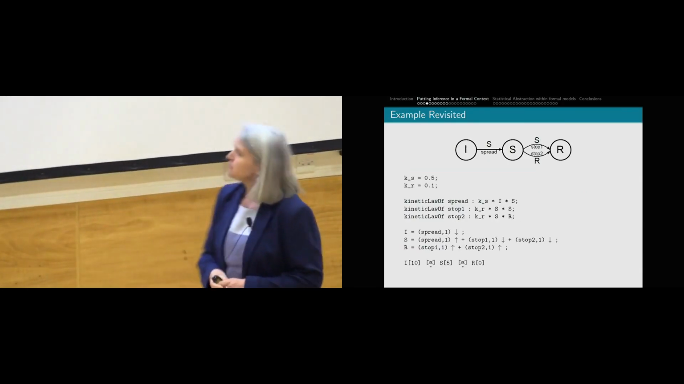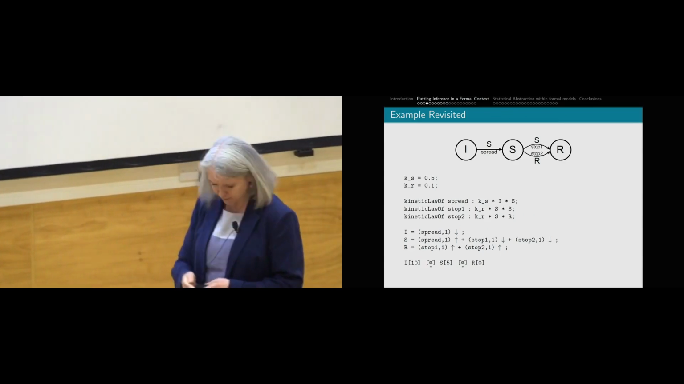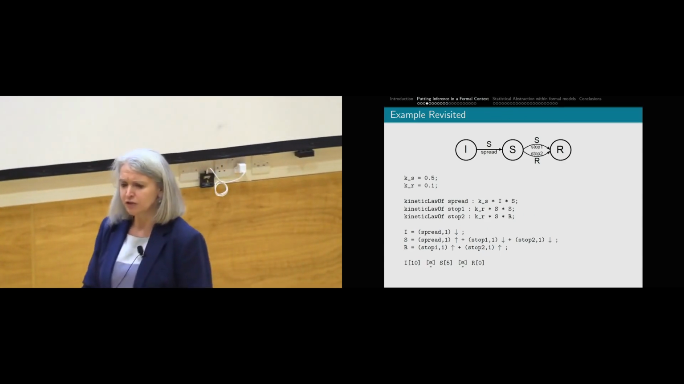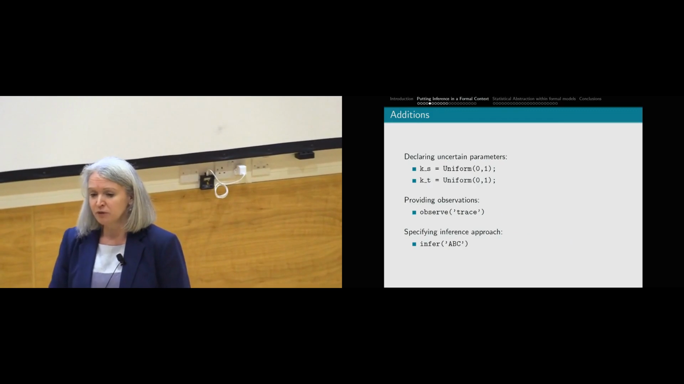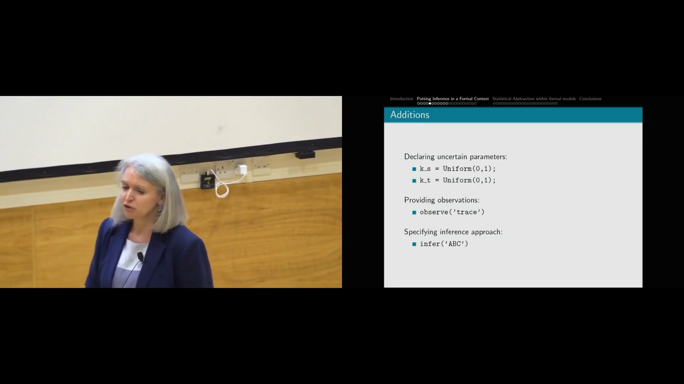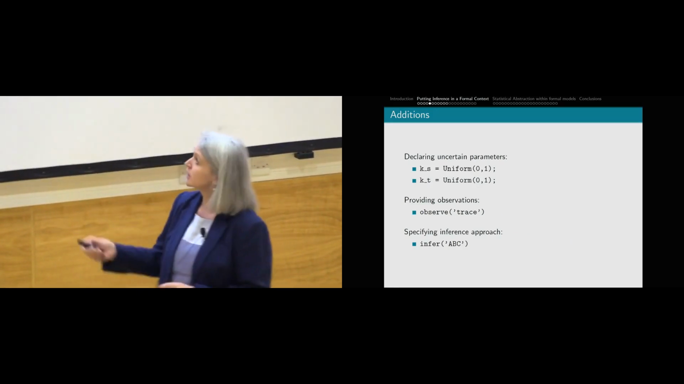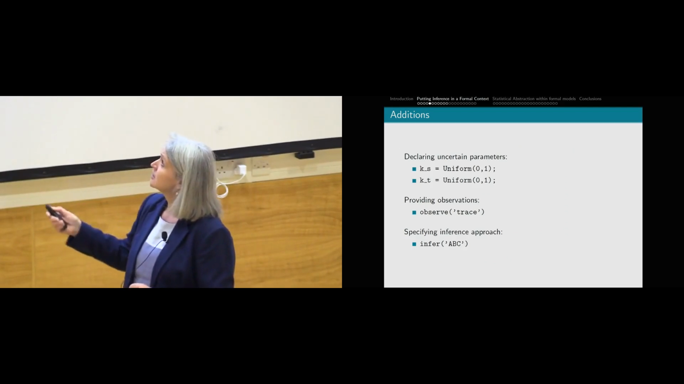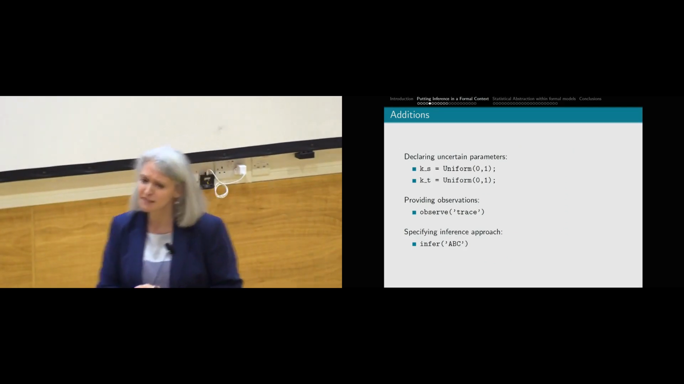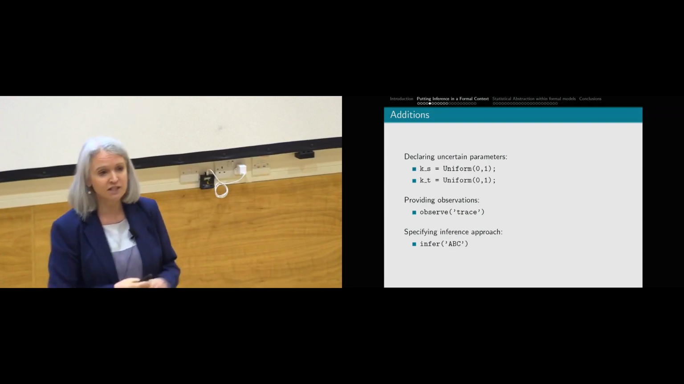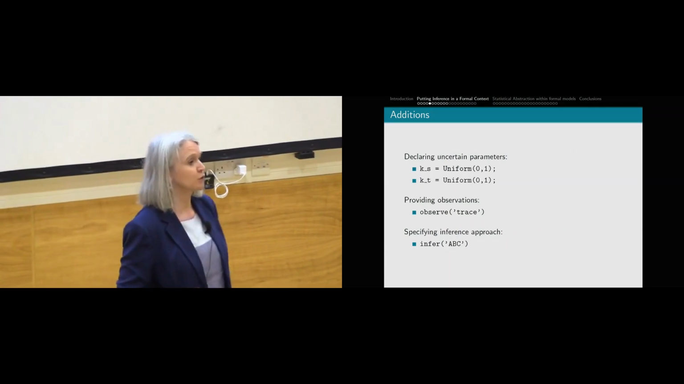So this was our biopaper model of the rumor spreading, where everything is concrete. What we want to do instead to turn it into a Proper model is we no longer give specific values for KS and, well, it says KT, it should be KR. We just say we believe they're somewhere between 0 and 1.